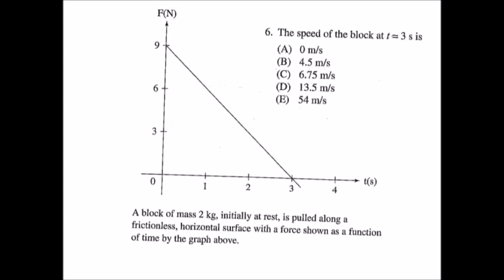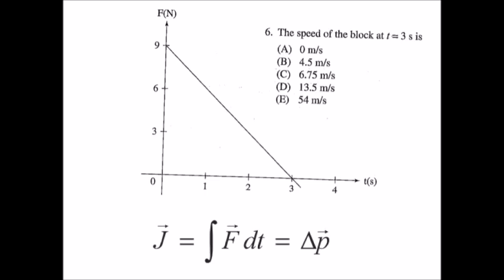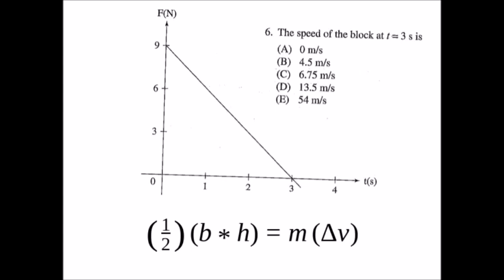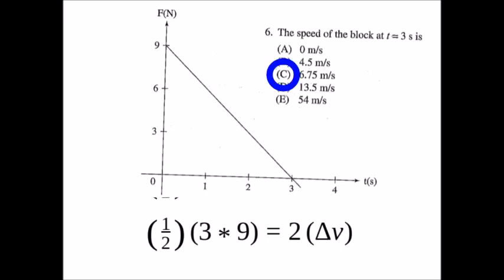A changing force makes the kinematic equations hard to use. A changing acceleration, but we have impulse is equal to change in momentum. When you see the force time graph, you should think to yourself, impulse is equal to the area under that graph, a triangle. 1/2 base times height, that's the impulse, is equal to the change in momentum. We started at rest, we have a base, we have a height, we have a mass of 2 kilograms. The velocity is 6.75 meters per second.